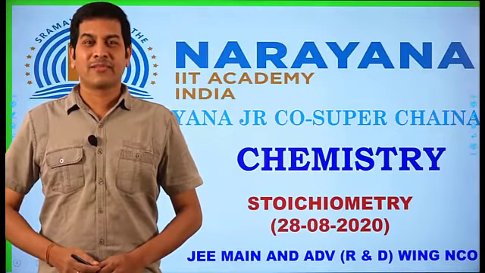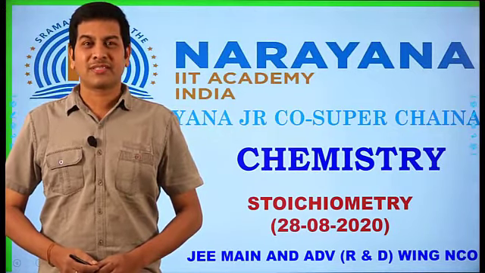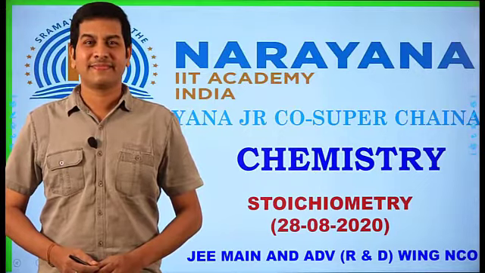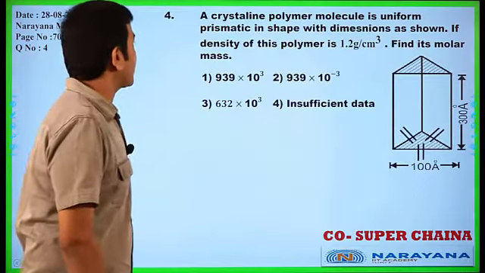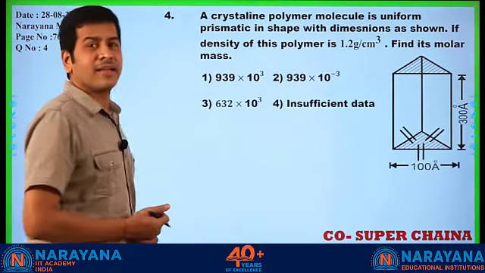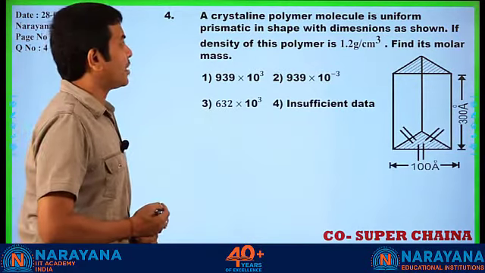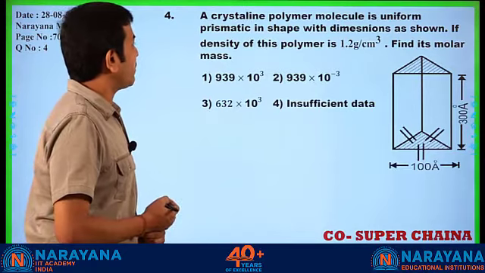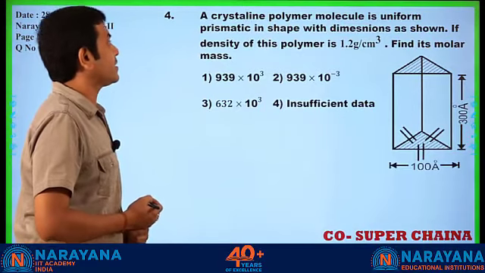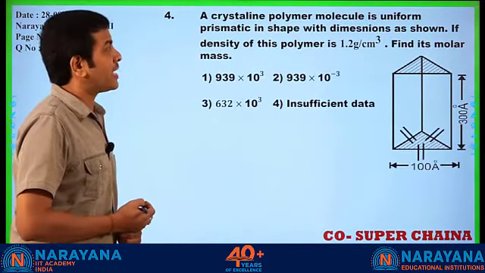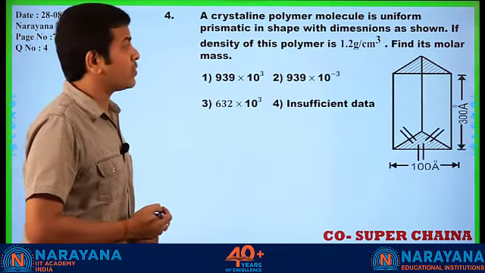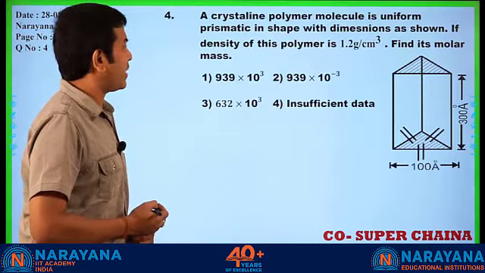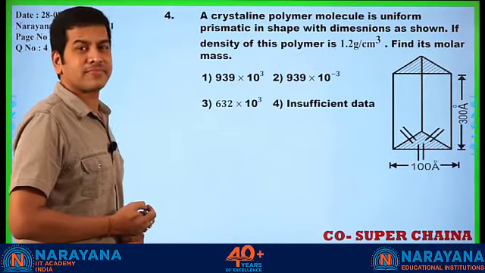Now we are going to discuss some objective questions in stoichiometry. First question. A crystalline polymer molecule is uniform prismatic in shape with dimensions as shown. If the density of the polymer is 1.2 gram per centimeter cube, find its molecular mass.